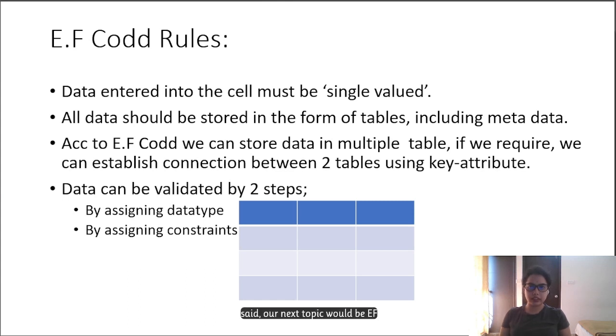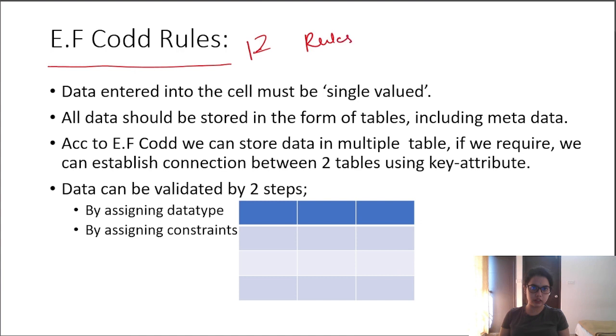So as I said, our next topic would be EF chord rules, right? So EF chord rule, where EF means Edger-Frank chord rules. So the first thing, as I said, there are 12 rules. There are 12 rules, right? And it starts from 0. So basically 13 rules.